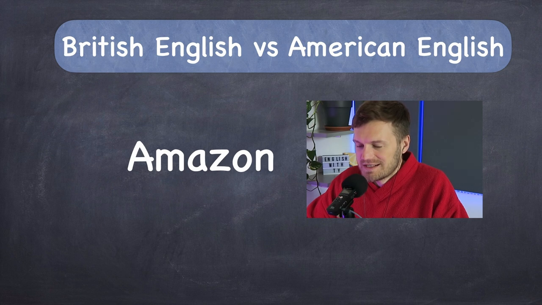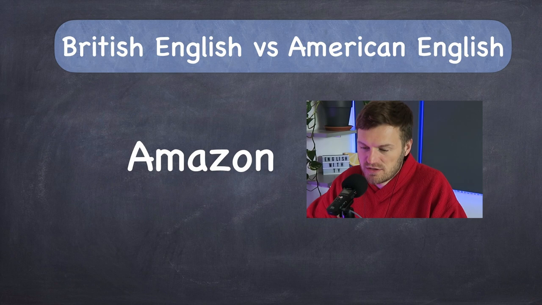The next word is spelled A-M-A-Z-O-N. You probably know the brand, who doesn't? And in British English, this would be pronounced Amazon. With the A at the beginning pronounced like an R, and the A in the middle as well. And the Zon at the end is quite soft. Amazon thingy.